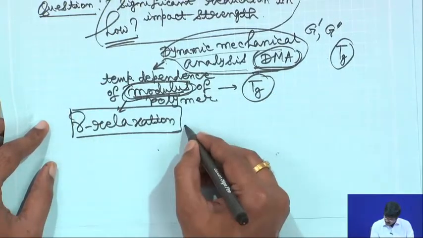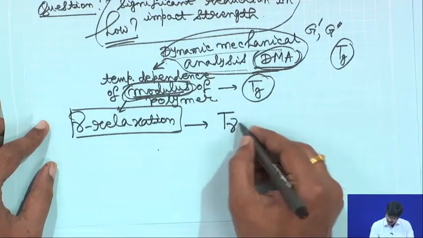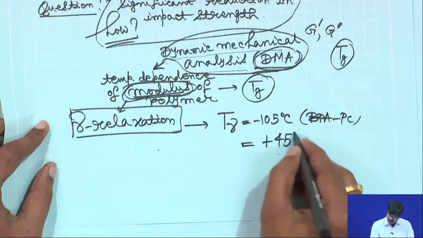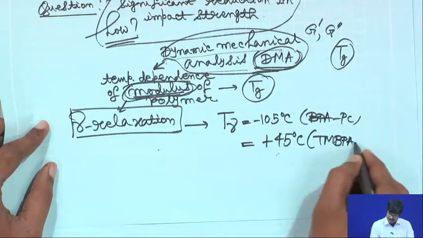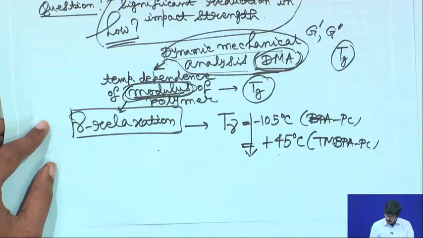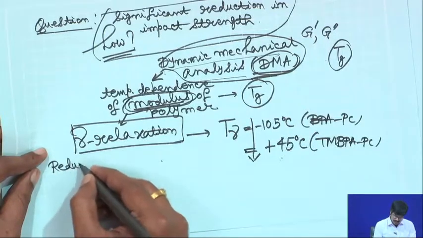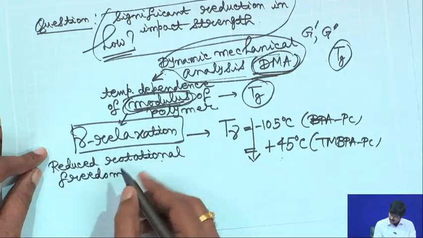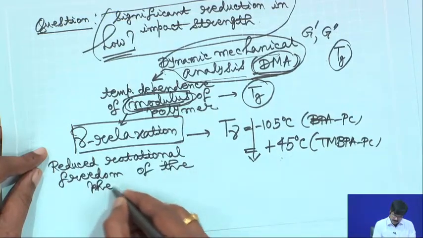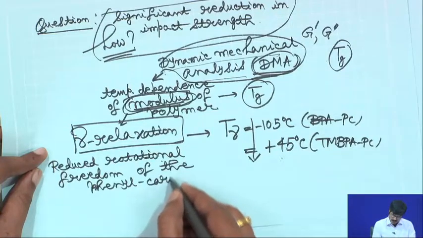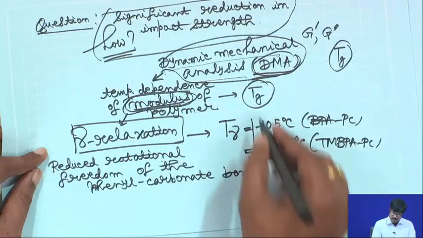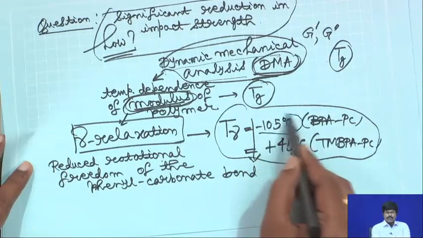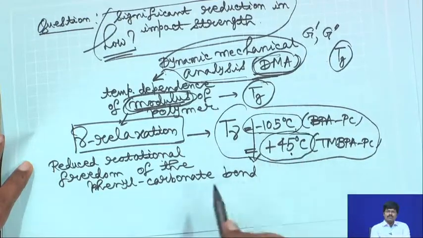So, the temperature of gamma relaxation, let us say it is T gamma, is around minus 105 degrees Celsius for bisphenol A polycarbonate. It goes up to around plus 45 degrees Celsius for the tetramethyl substituted counterpart. Huge change. So, reduced rotational freedom of the phenyl carbonate bond is responsible for such a huge increase, because to effect that rotation you now have to go to a much higher temperature. Before you could effect that rotation at minus 105 degrees, now you need to go to this much higher temperature.